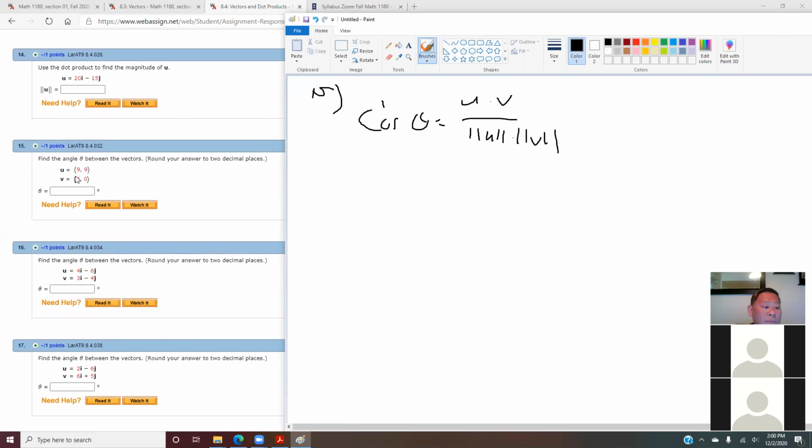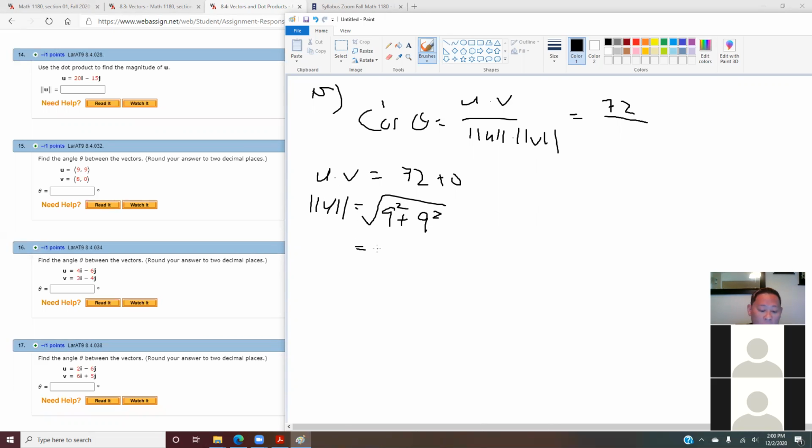So if you do question number 15, first thing is you need to figure out what is u dot v. So 9 times 8 is 72, 9 times 0 is 0. So in this case, the dot product is 72. And then you figure out the magnitude of u. Magnitude is just like distance. So 9 squared plus 9 squared, so this is 81 plus 81.